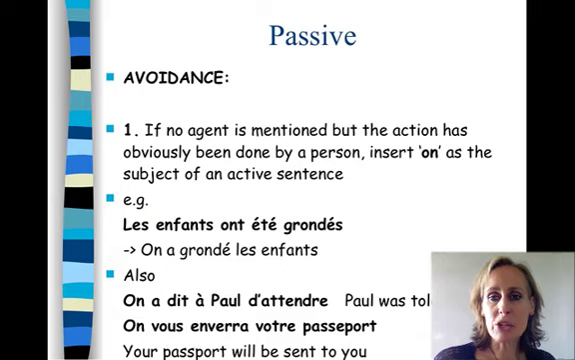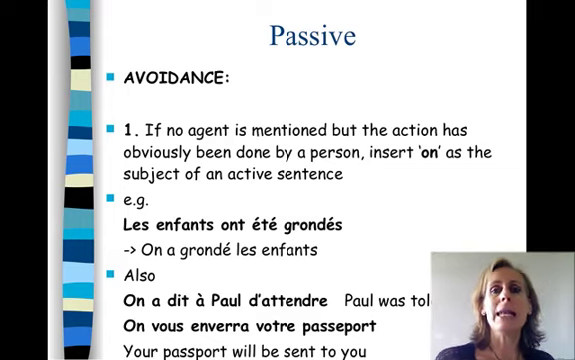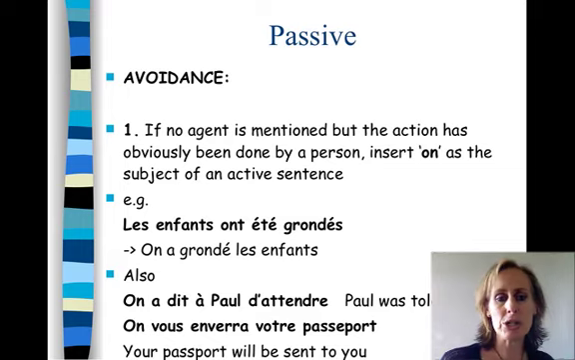If no agent is mentioned, but the action has obviously been done by a person, you can use on. Someone's done it. We don't know who it is, but someone, obviously, as the subject of the active sentence. For example, les enfants ont été grondés. The children were scolded. Well, we're assuming that it was a person that scolded them rather than a thing. We can say, on a grondé les enfants. You know, someone scolded them. In English, it sounds most natural for us to say the children were scolded, but on a grondé les enfants sounds natural in French.